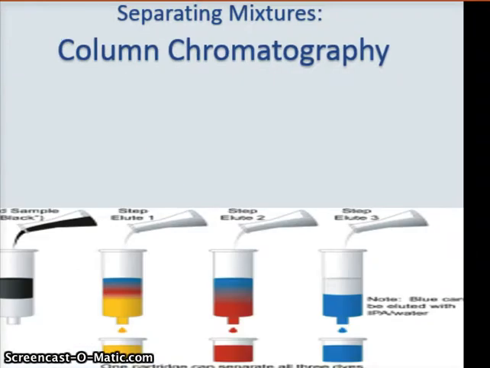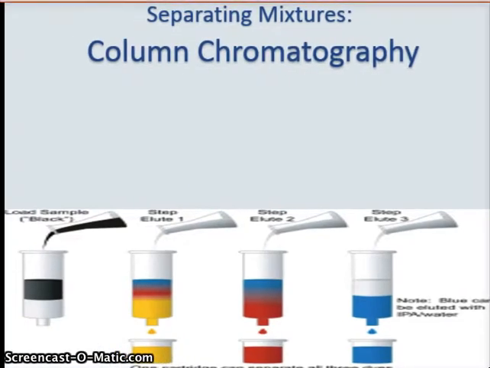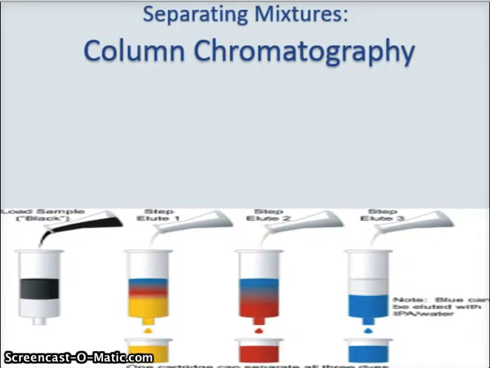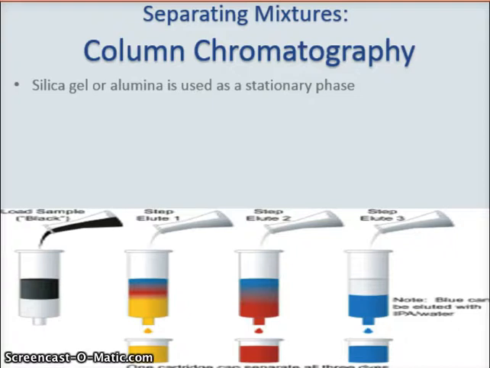Now the next one I want to talk about is called column chromatography, and this is also the separation of liquids, but it's more of a large scale thing because the way this works is you have something called silica gel or alumina, and that's placed on an apparatus that separates the liquids. So here's the apparatus that separates the liquids.